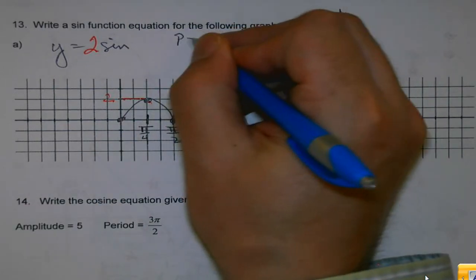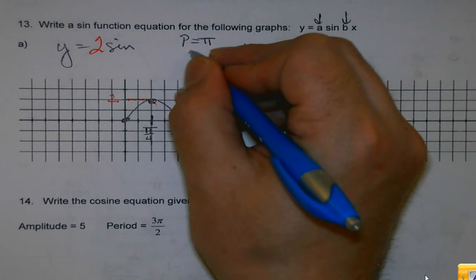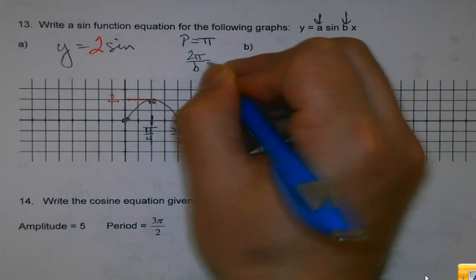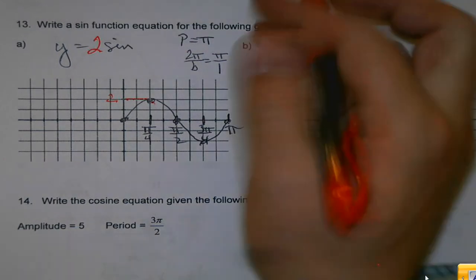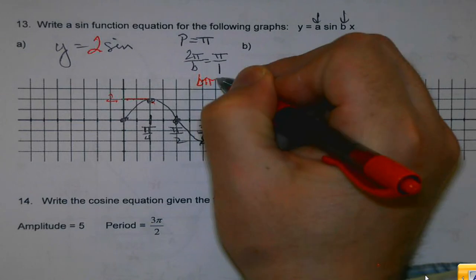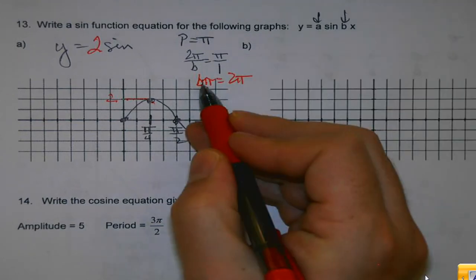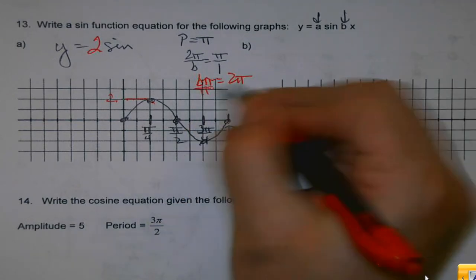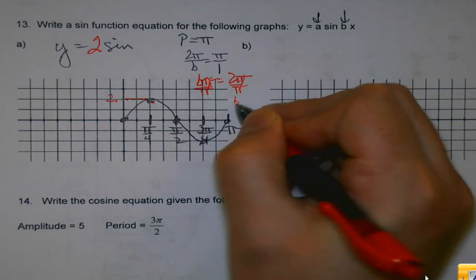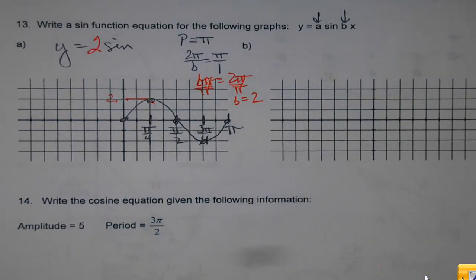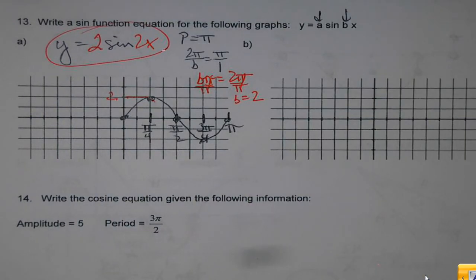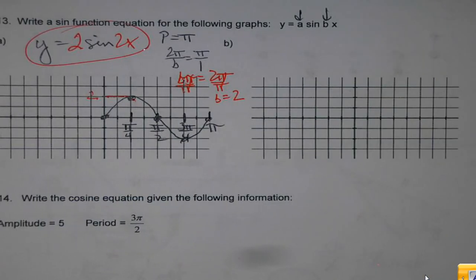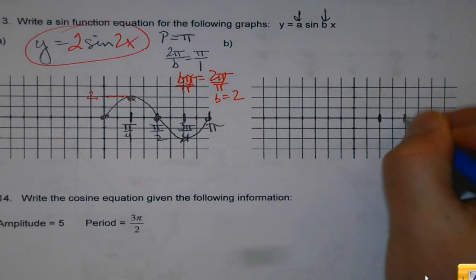So if the period is pi, 2 pi over b has to equal pi over 1. Because they have to be equal to the same thing. So we've done this before. We're going to cross multiply. And then whatever's with b, which is just pi, we divide by, and that, ladies and gentlemen, gets me my b value. And I've got my equation. Okay? You've got to be able to deal with some things like that on here.